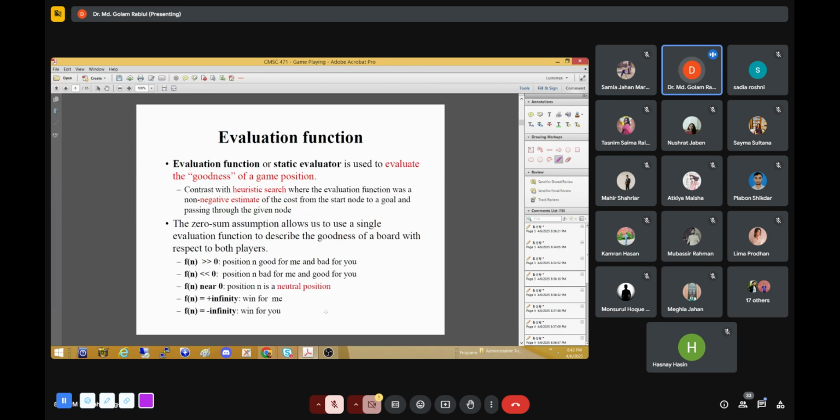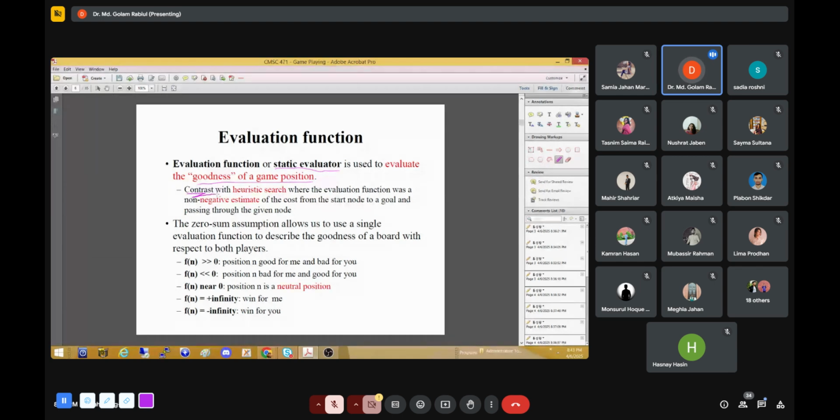There are several evaluation functions also, and the evaluation function for the gaming agent is a little bit different from the evaluation function we have designed so far for heuristic search algorithms like A star. What's the difference? The evaluation function in a gaming agent, usually we call it the static evaluator. So it will evaluate the goodness of a game position.